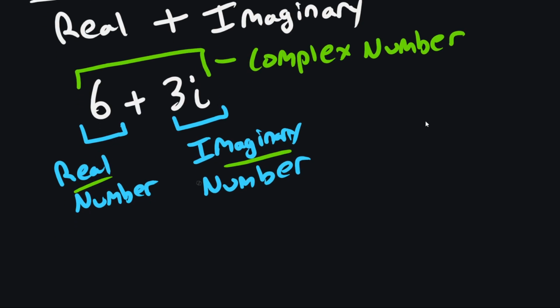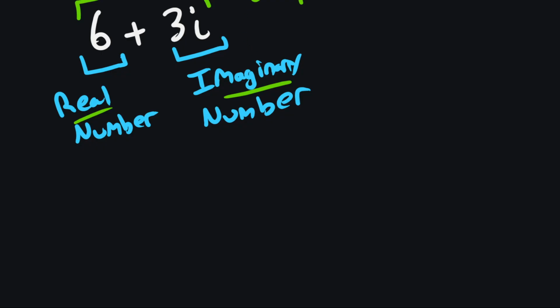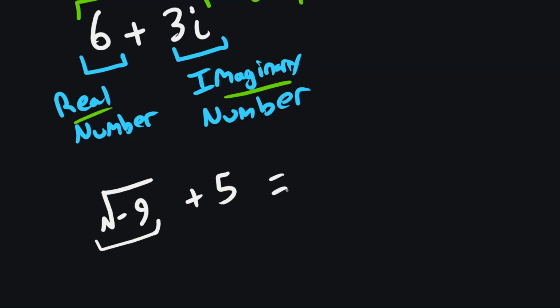Perfect. So let's give one more example of a complex number. Let's say we were given the square root of negative 9 plus 5, and we were asked to evaluate this. The square root of negative 9, we saw in the problem above, evaluates to 3i. So 3i plus 5 is what we have, because the square root of 9 is 3, and the square root of negative 1 is just i.